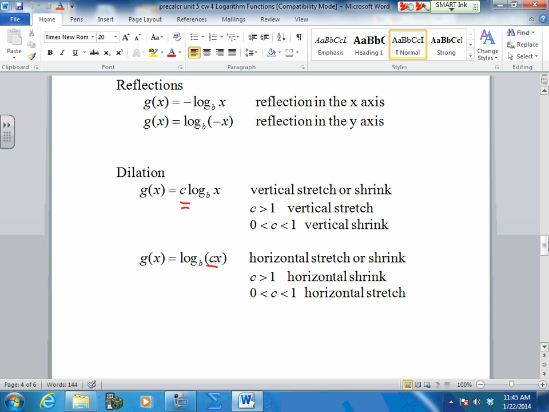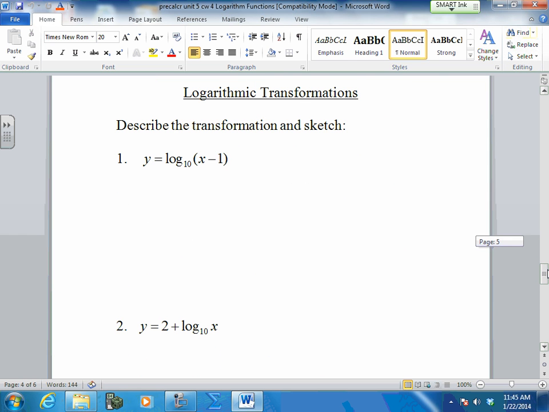When it's inside, we call this a horizontal, opposite way. But we don't really use these as much as we use the one on the outside. So we'll take a look at those in a minute. All right, so just to kind of go through your rules so that you're comfortable with them. Now, we also have to look at your domain.